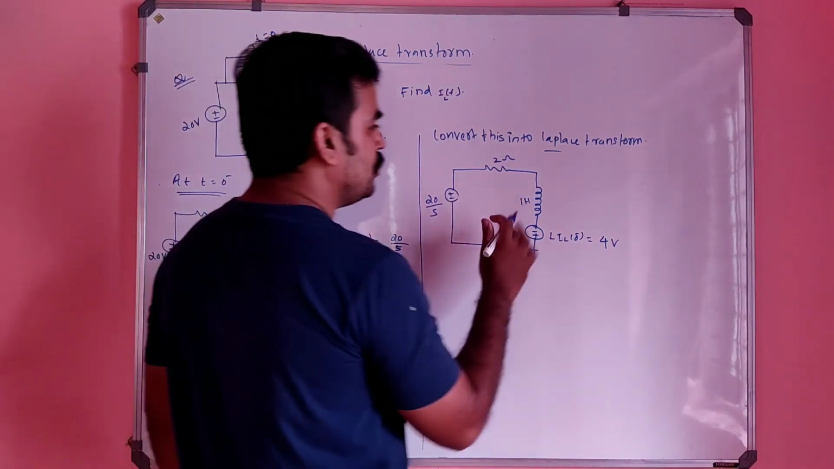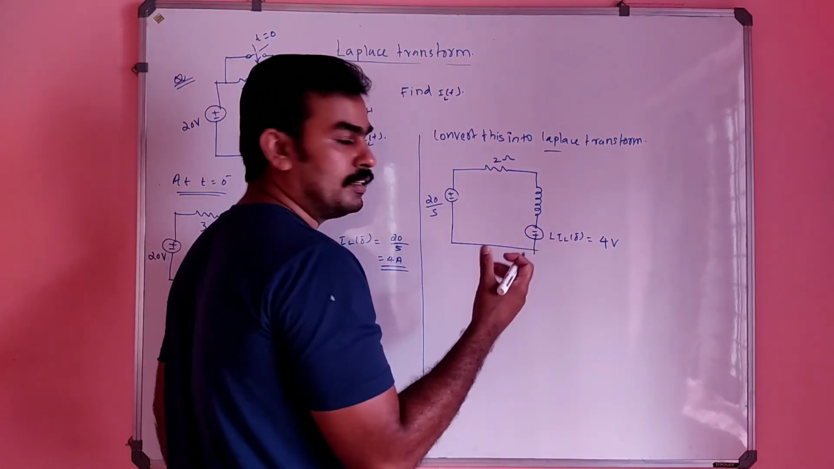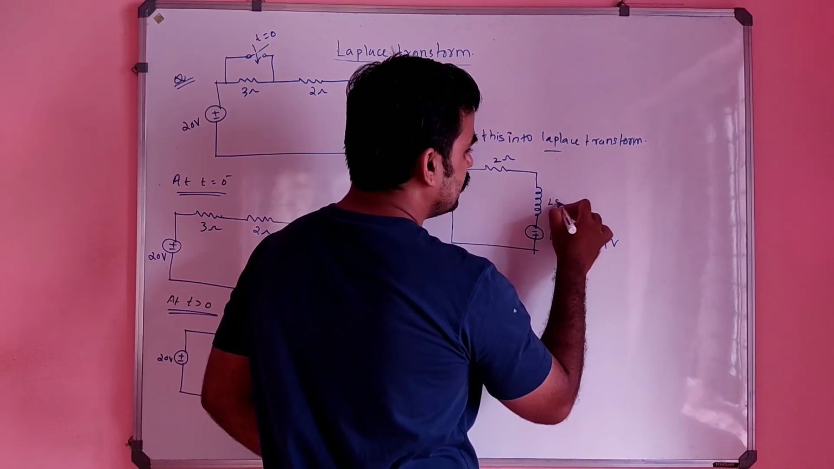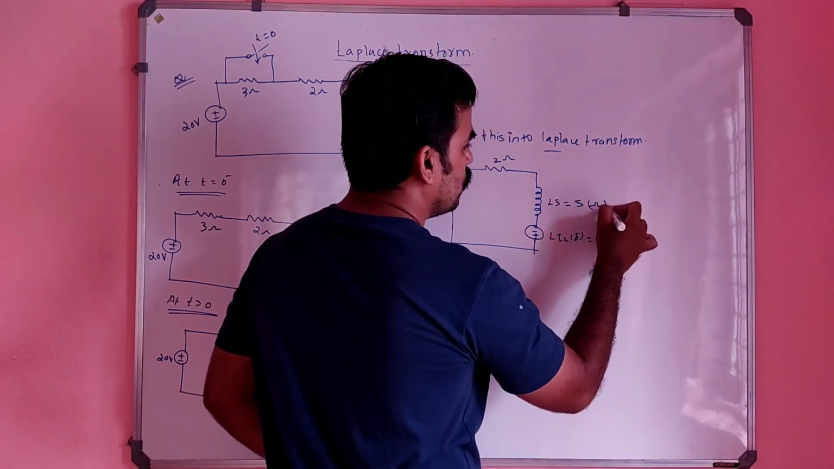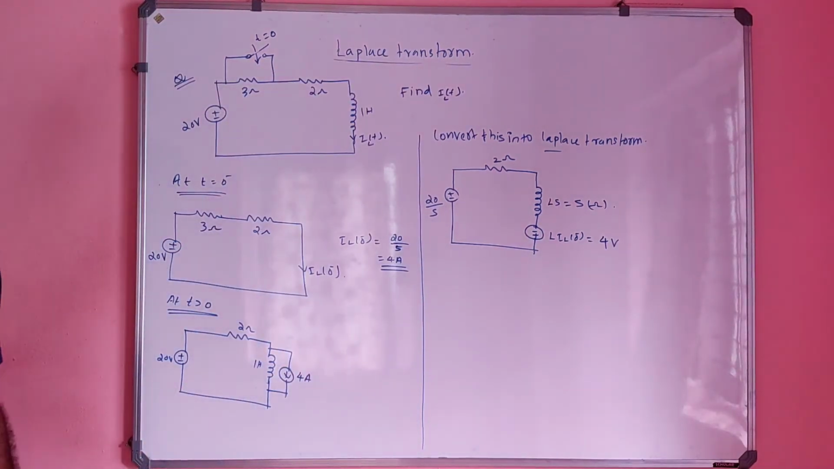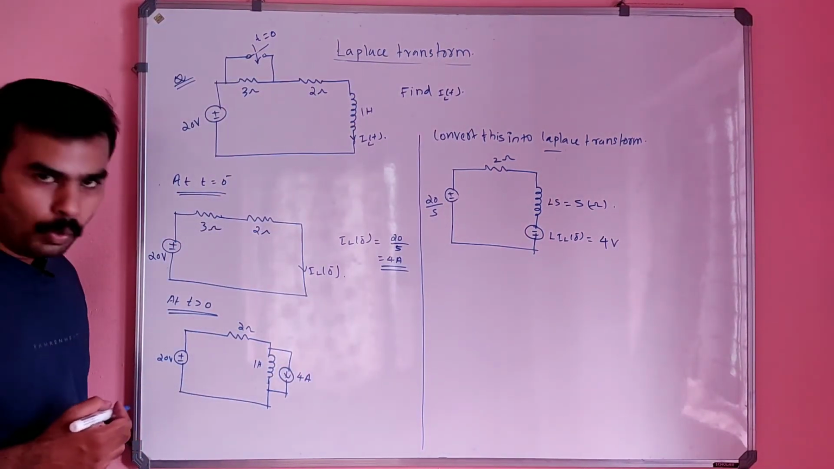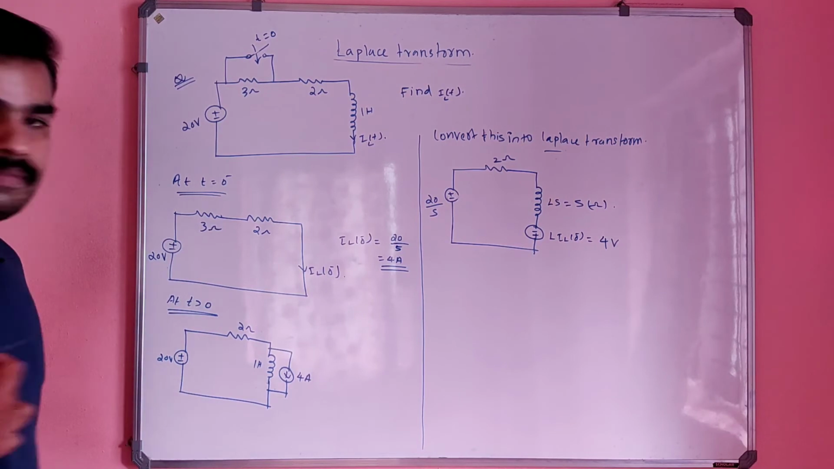And this 1 Henry inductor will be converted into what? LS, which is 1 into S, simply S. That is also in ohm, right? XL is in ohm, so S is also in ohm. Now you can apply KVL here.